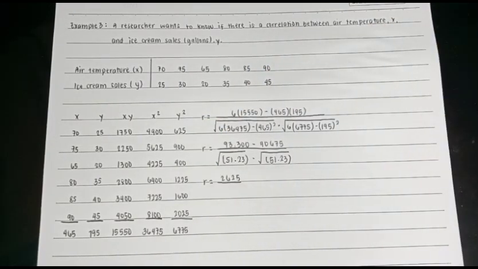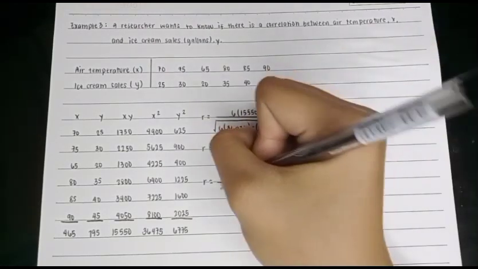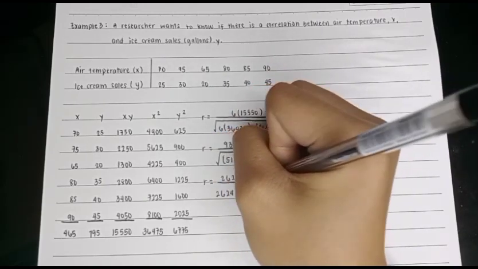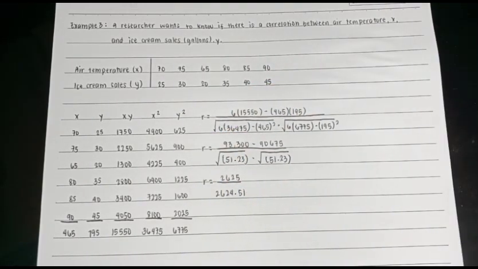Then let's multiply yung nasa baba, which is 51.23 times 51.23 is equal to 2,624.51. To get the final answer, you simply divide 2,625 divided by 2,624.51. And the final answer is 1.